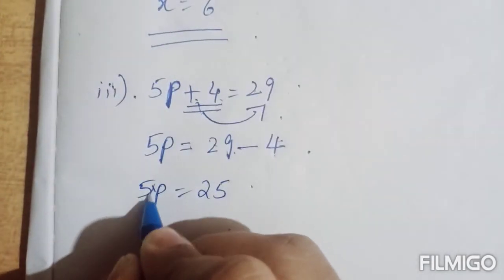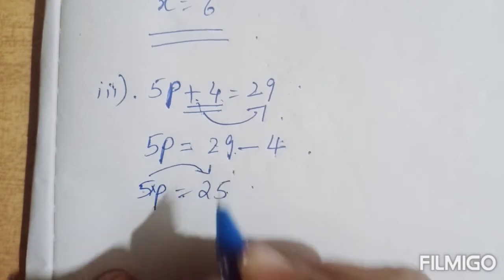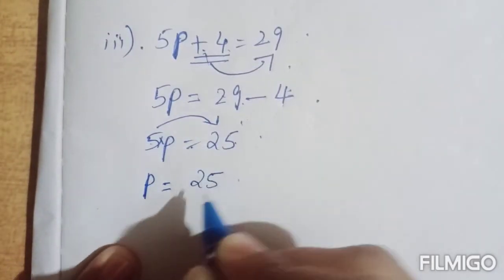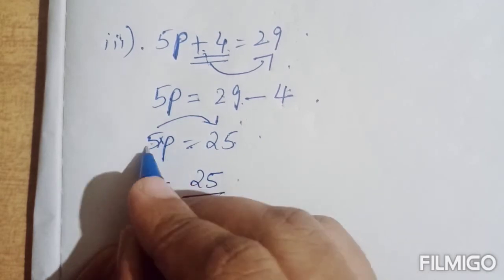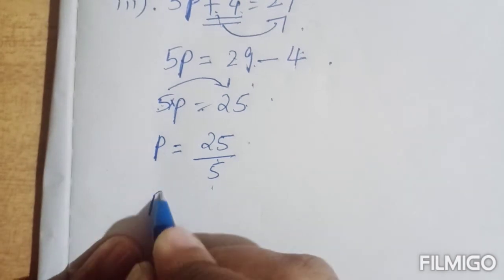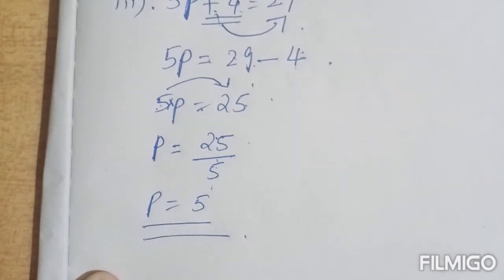5p, 5 into p equal to 25. So multiplication 5 we are taking to the other side. So that will be p equal to 25 divided by 5. Multiplication on taking to other side, it will be division. That is p equal to 25 divided by 5, it is 5. P equal to 5 will be the answer.